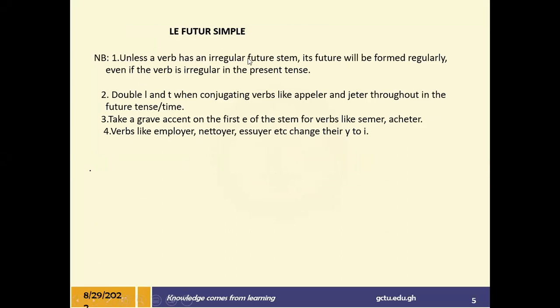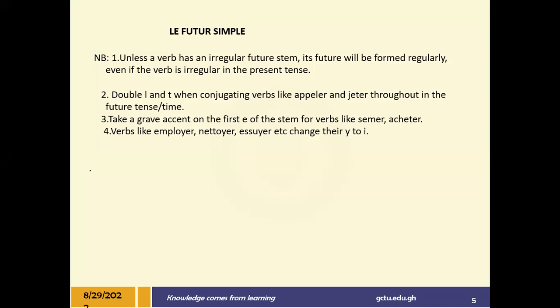Unless a verb has an irregular future stem, its compounds will be formed regularly, even if the verb is irregular in the present tense. So take note of that. We did that when you have, for instance, a verb like manger. When you get to nous, you say nous mangeons, for verbs ending in G-E-R. But when you are conjugating in the future stem, it doesn't change that way. All you need is you take the whole of manger as future stem, and then you add the appropriate endings.